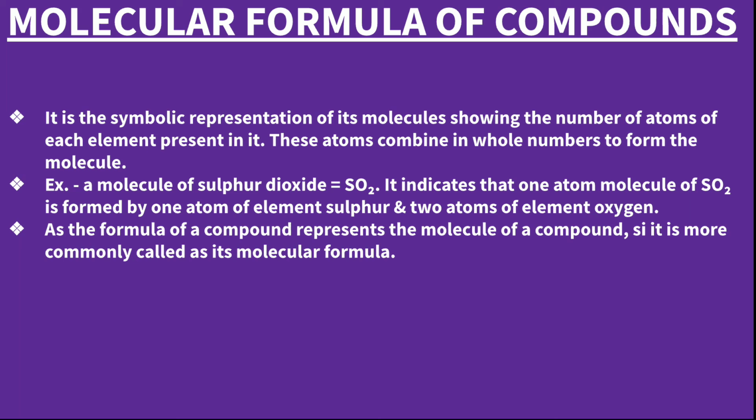For example, a molecule of sulfur dioxide contains the symbols of sulfur and oxygen with their valency. So it indicates that a molecule of sulfur dioxide is formed by one atom of sulfur and 2 atoms of oxygen. As the formula of a compound represents the molecule of a compound, it is more commonly called a molecular formula. This SO2 is the formula of a compound, but as it represents one molecule of the compound, it is appropriately known as the molecular formula.